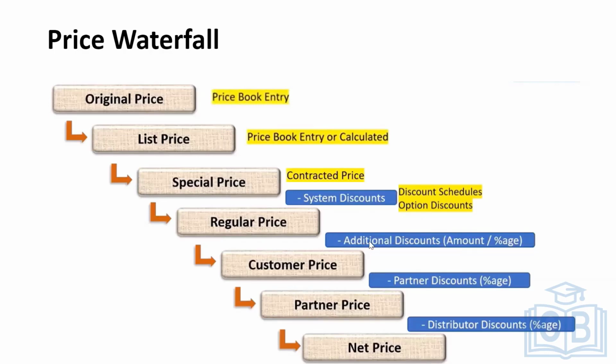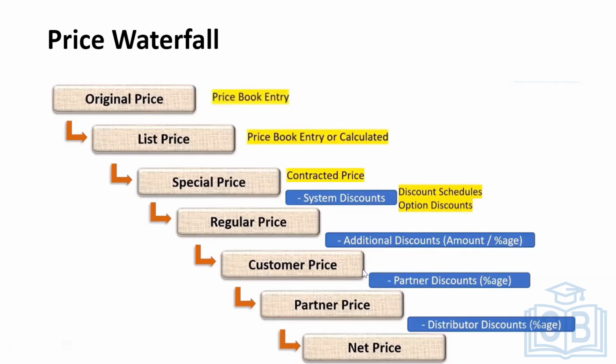Okay. And then comes here the additional discount amount or percentage, whatever it is. This kind of additional discount we used to provide on the quote line editor page, 10%, 20% at that time. If this is something being provided by you, then it will impact the customer price. So customer price will be equal to the regular price minus additional discount.